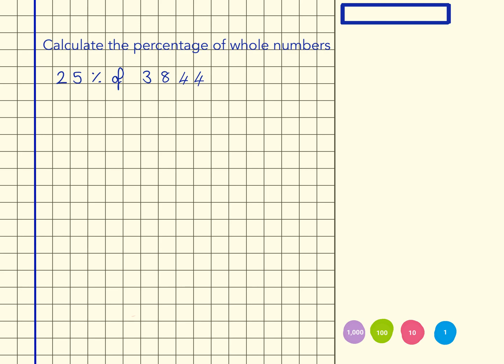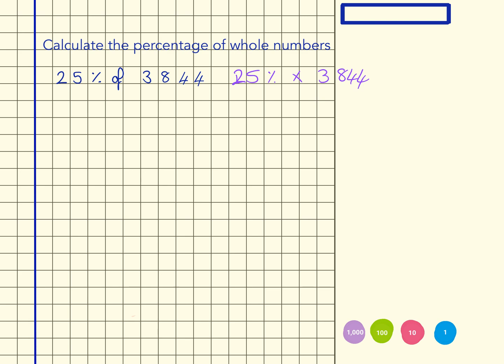Calculate the percentage of a whole number. So the question that I have here is 25% of 3,844. The first thing that I'm going to mention, because it's always worth pointing out, is that this question, 25% of, is exactly the same as if it was written as 25% times 3,844. It's actually exactly the same calculation.